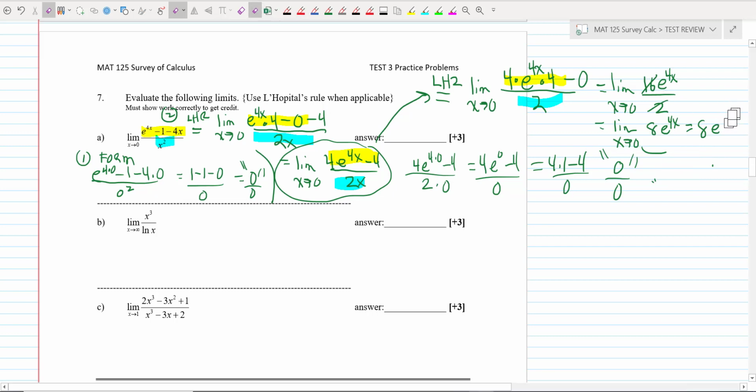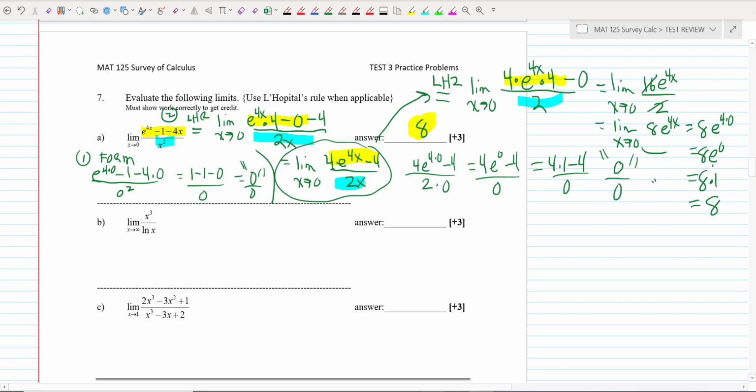Let me write that just a little bit clearer here. Okay, so we have this. We have 4 times 0, so that's going to be 8 e to the 0. That's 8 times 1, so the answer is 8. That problem has a lot of work on it because you had to do L'Hopital's rule twice.